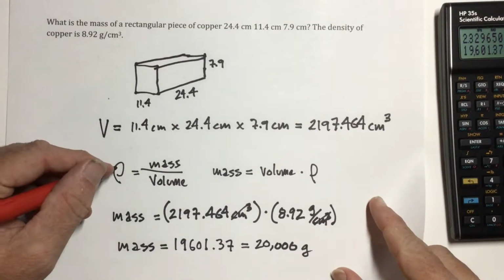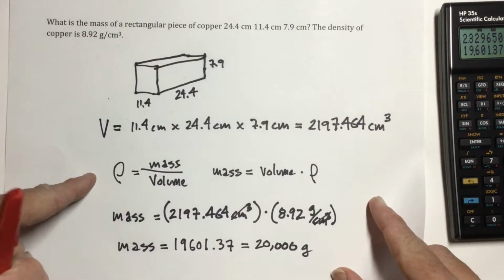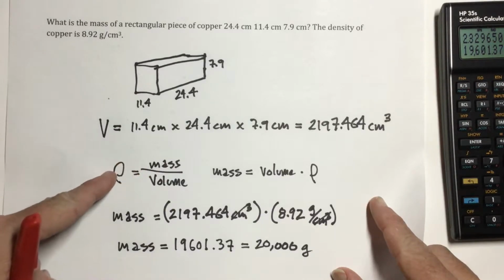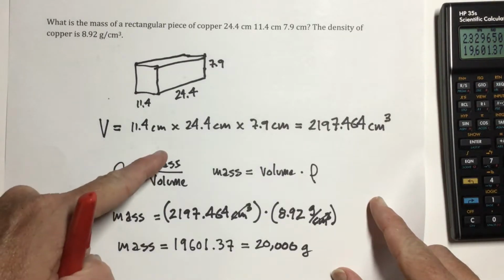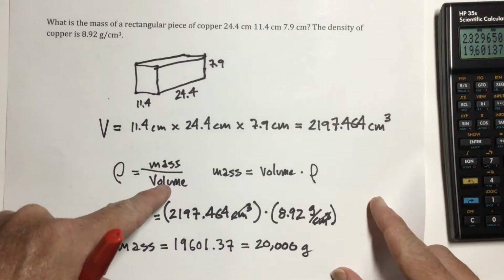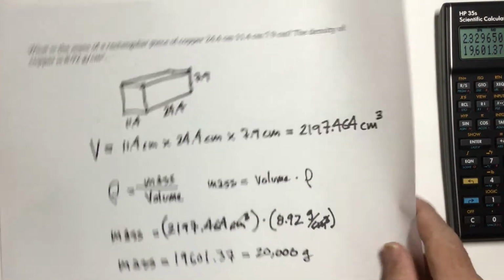See, once I know density is mass over volume, I can use that same formula to calculate not only the density if I know the mass and volume, I can calculate the mass if I know the density and volume, or I can calculate the volume if I know the density and the mass.